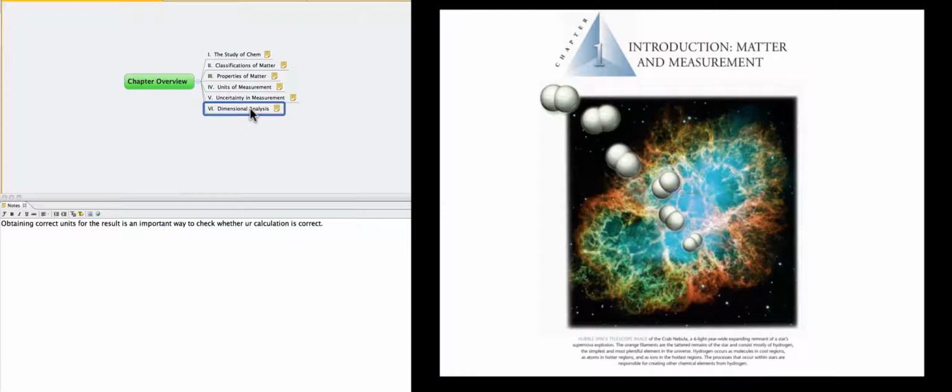Lastly, we are going to talk about dimensional analysis. In dimensional analysis, you multiply and divide your units just like you do with regular numbers, and in the end, you check to see whether the units are what you expected. So this is a very important way to check whether your calculation is correct or not.